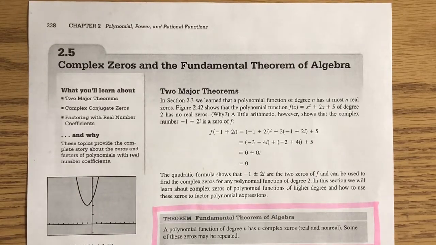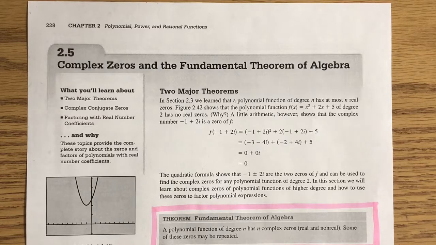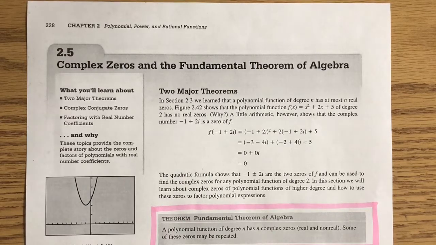So today we're going to be looking at complex zeros and the fundamental theorem of algebra. This is coming straight from section 2.5 of your textbook. I'm going to be pulling definitions and examples from that section. So if you are looking for more explanation or more examples, that's going to be the place to look.